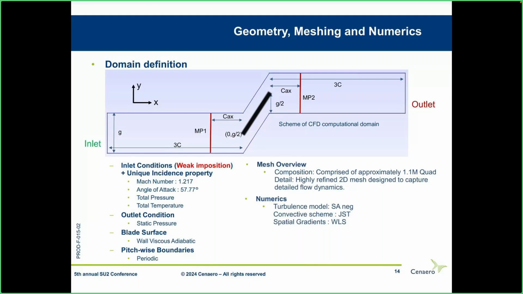We go with a very, very refined 2D mesh. The idea is to be able to really capture the complex flow structure in the field for this 2D simulation, and then to extract those to locally refine our mesh for the LES simulation. And we go with a fairly usual set of steady RANS simulations with the turbulence model SA. For the convective scheme, we use JST, and the spatial gradients are computed with the weighted least squares.